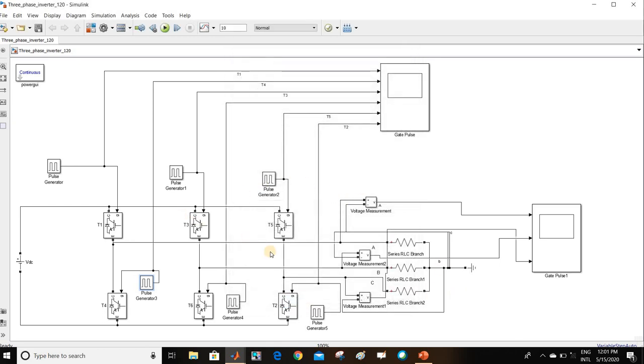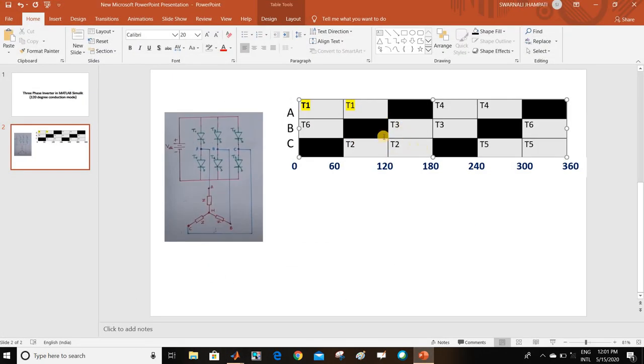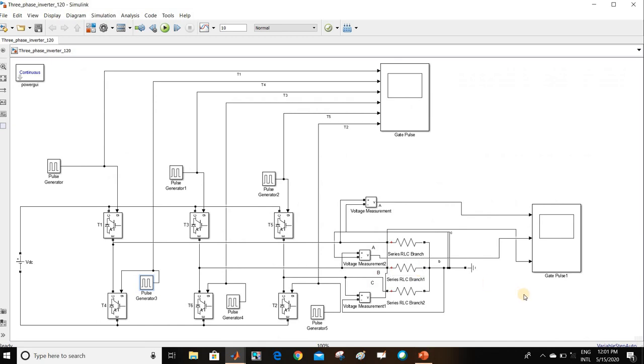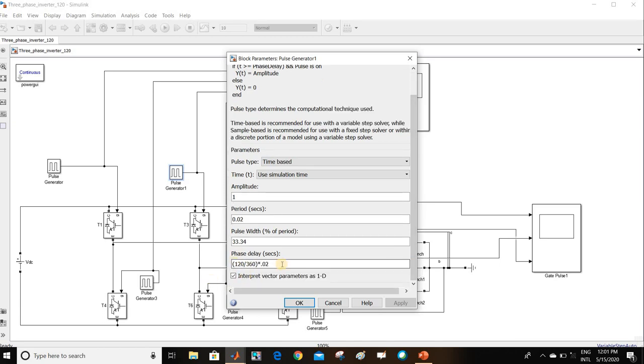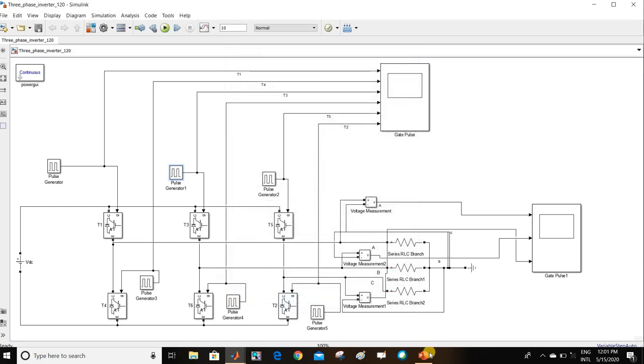Next we have T3. As we can see here, T3 will get triggered at 120 degrees. In the same way, if 0.02 seconds is required to complete 360 degrees, then the time taken for 120 degrees is 0.02 into 120 by 360. Other parameters will be the same. So 120 by 360 into 0.02 will be the delay for T3.